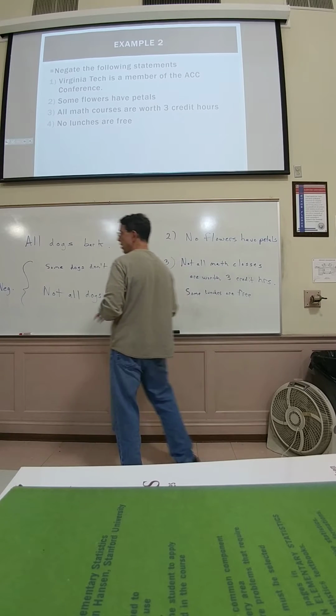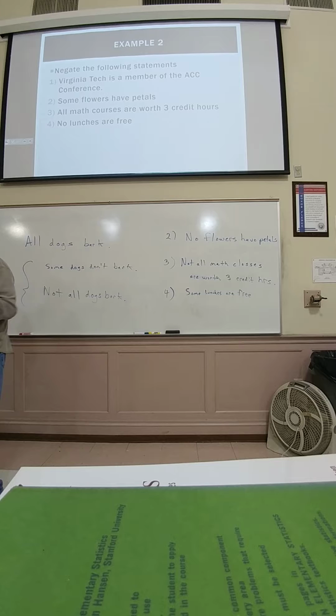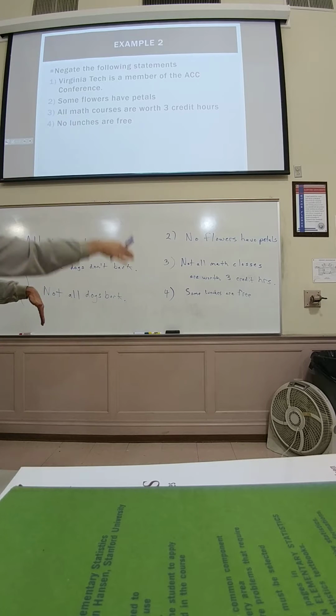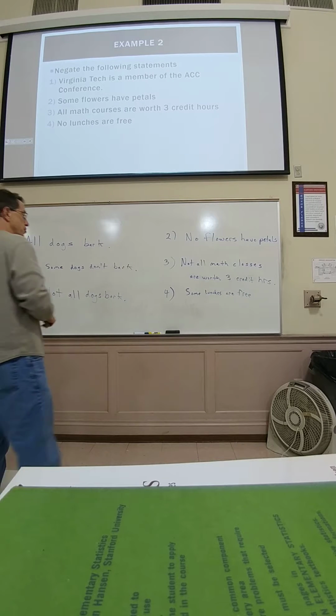Basically, you can also translate that as all lunches are not free. And if you negate all lunches are not free, the all becomes some, and not free becomes free. So either way it works. So some lunches are free.